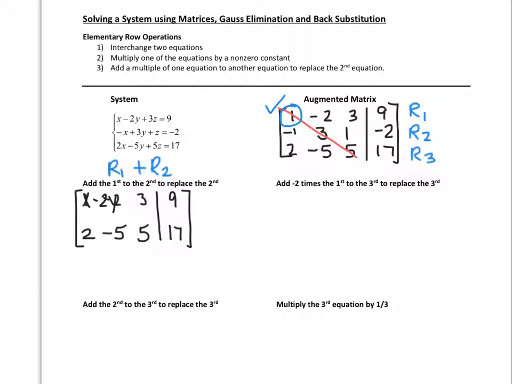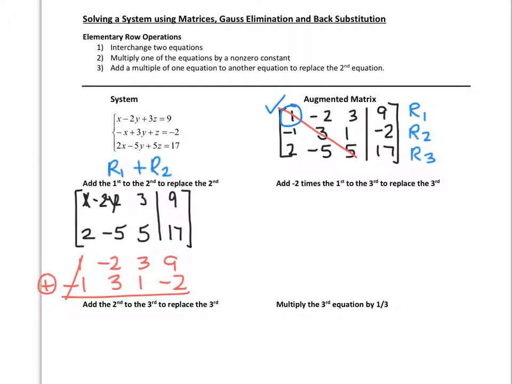So I'm going to do that work below here on the side, in a different color. So I'm going to add 1, -2, 3, and 9 to -1, 3, 1, and -2. When I add these together, those cancel. Then I have -2 plus 3, which is 1. So I can put that there.